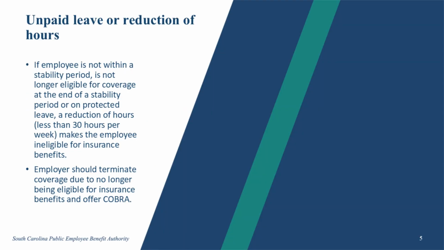If an employee is in an unpaid leave status, and not in a stability period or on protected leave, a reduction of hours will make the employee ineligible for insurance benefits. Employers should end coverage in this case. You must also offer the employee 18-month COBRA continuation coverage.